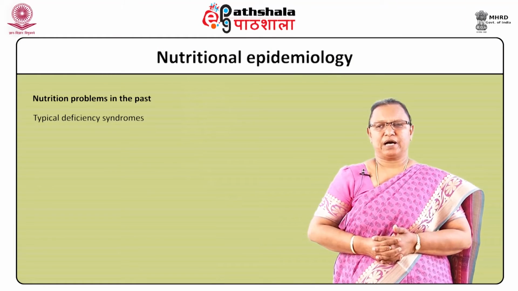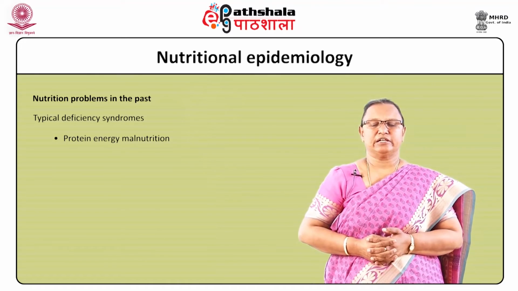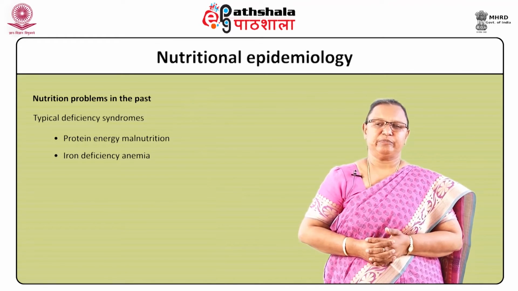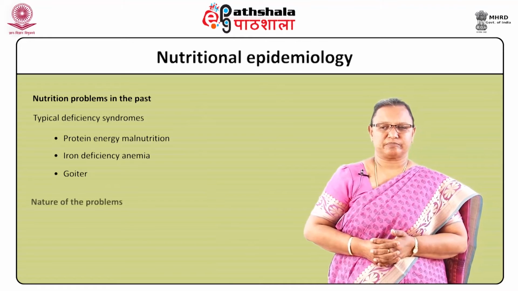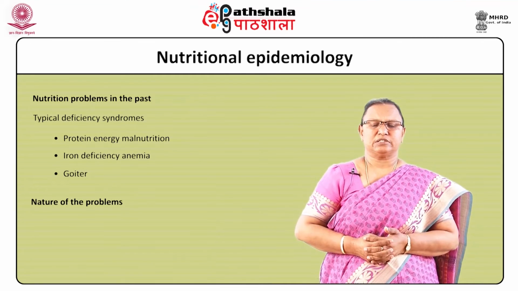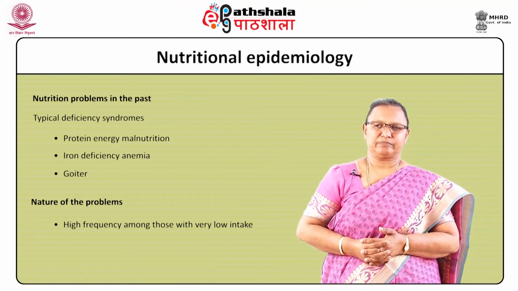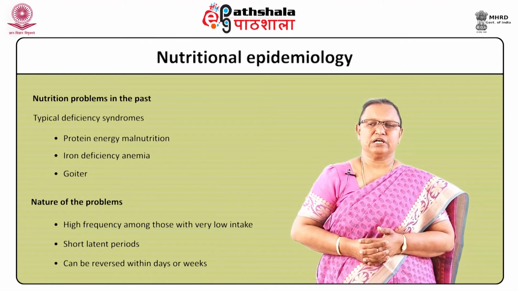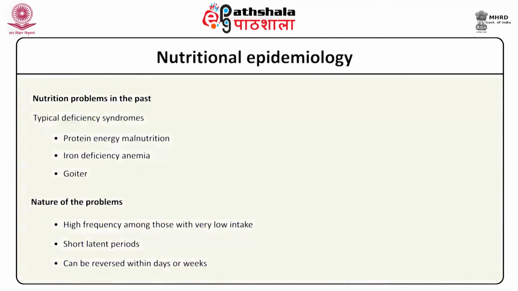Nutrition problems in the past were typical deficiency syndromes, like, for example, protein energy malnutrition among 3 to 6-year-old children, or iron deficiency anemia among adolescent girls or pregnant women, and goiter in those living in hilly regions. The nature of the problems was a high frequency among those with very low intake and a short latent period, and these could be observed within days and reversed within weeks.